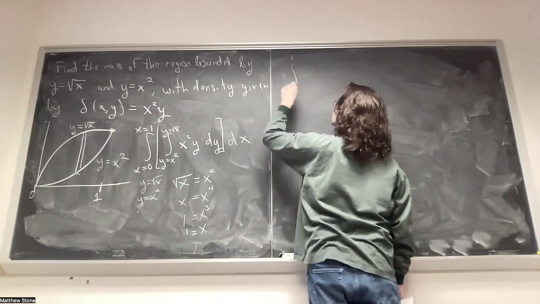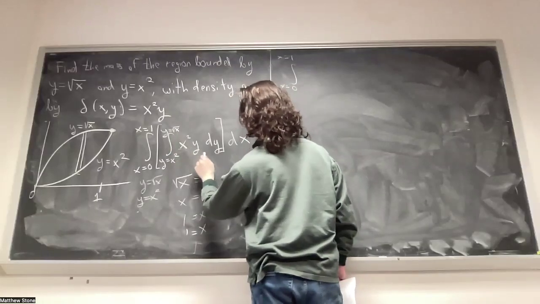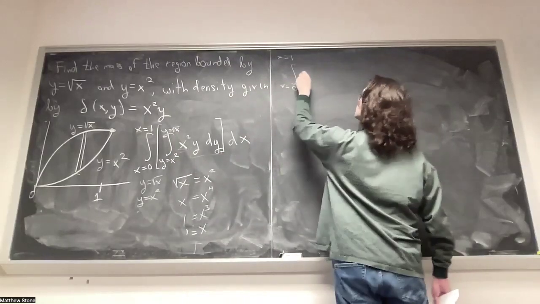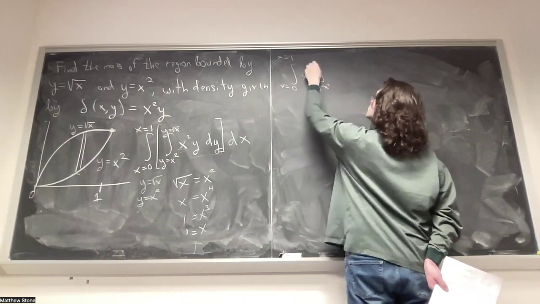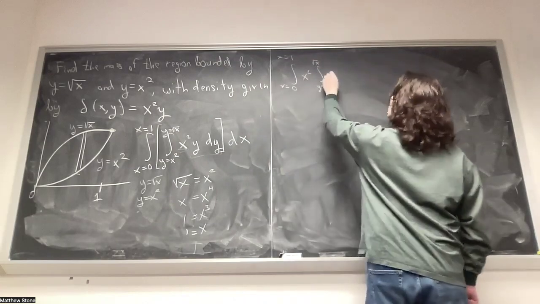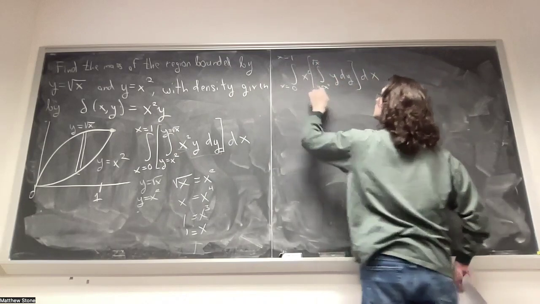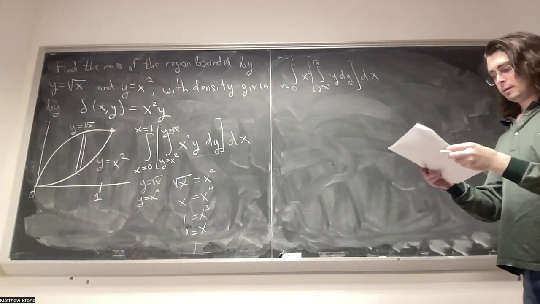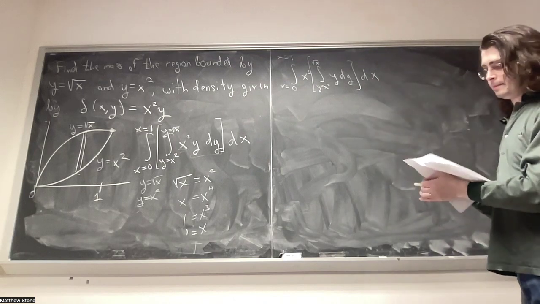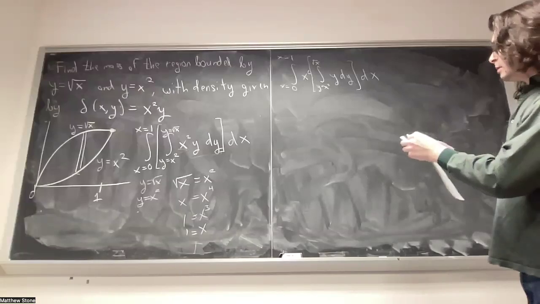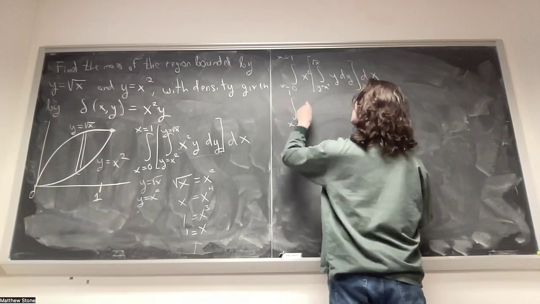So we integrate from 0 to 1. I'm going to pull out the x squared because x squared is a constant in terms of y. And so we get the integral from y equals x squared to square root of x of y dy dx. Jumping ahead a little bit, we get the integral from x equals 0 x squared.